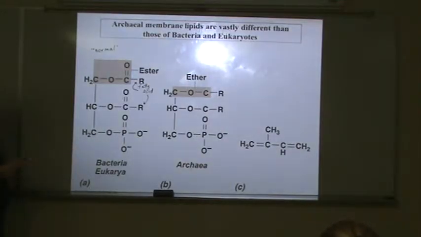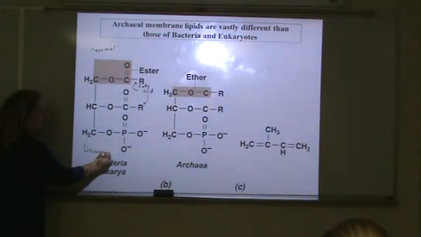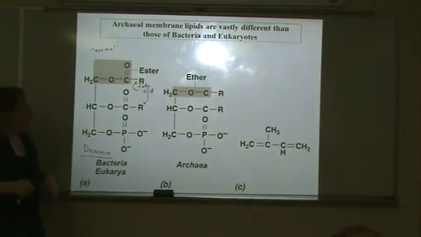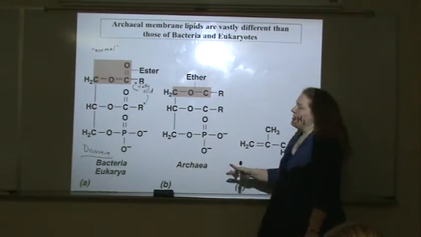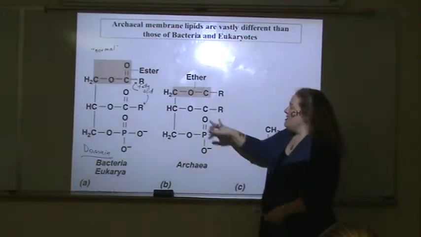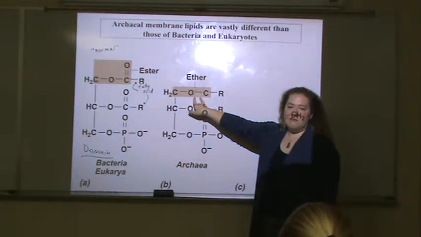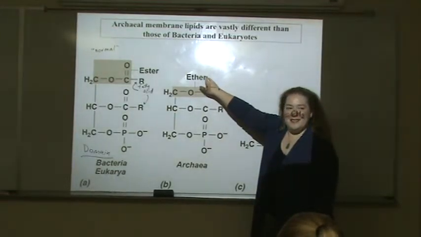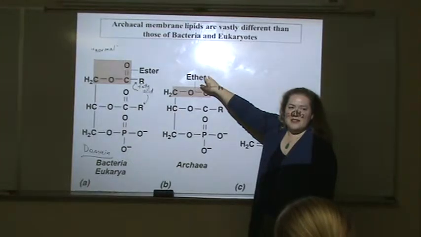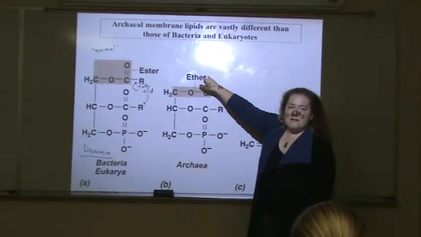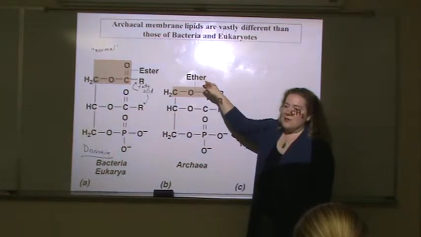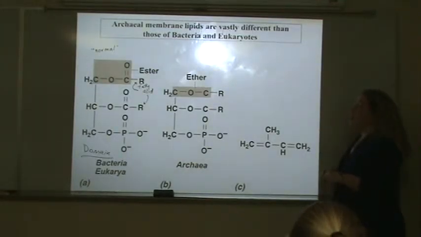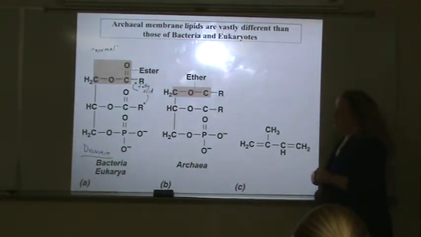In domain Bacteria and domain Eukarya, they both use ester linkages in their membrane phospholipids. Archaea, part of the reason that they are designated group Archaea is because they have an ether linkage in their membrane. Which, it's like, well, it's still oxygen. It's just missing the carbonyl group there. That's not a big deal. It is a big deal. That is one of the defining features of what makes something archaea, is that it has ether linkage in its membrane lipids and not ester linkage.